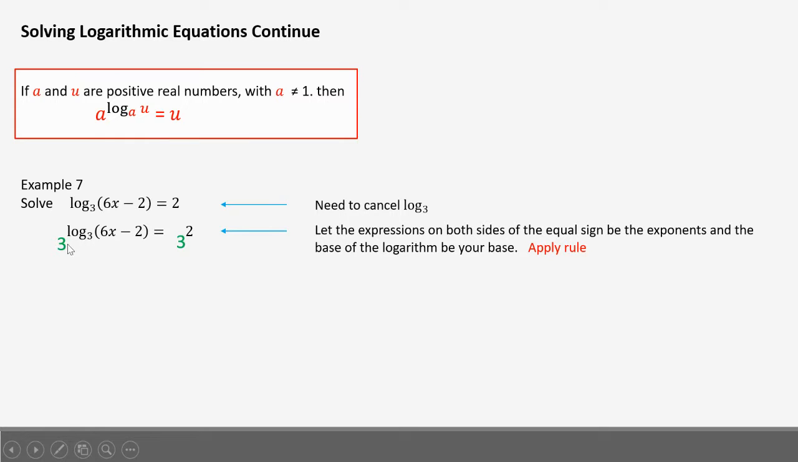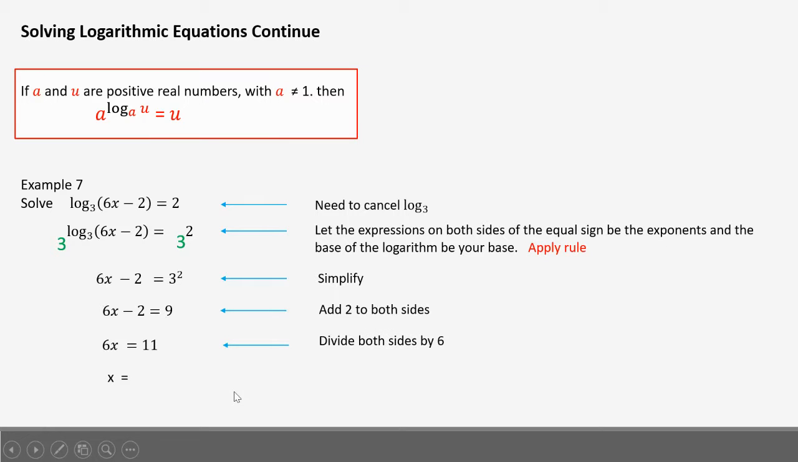Now we can apply the rule. So that means that we have 3 to the log base 3, so this cancels, or is equal to 1, and 1 times this will just give me the 6x minus 2. Now we have to simplify. What's 3 squared? 3 squared is 9. Now we're solving a one variable equation. We can add 2 to both sides, so it cancels here, so it gives me 11. And then we're going to divide both sides by 6. So this is my answer.